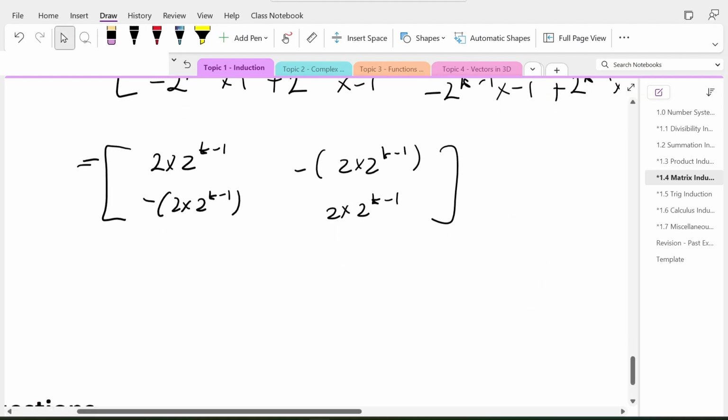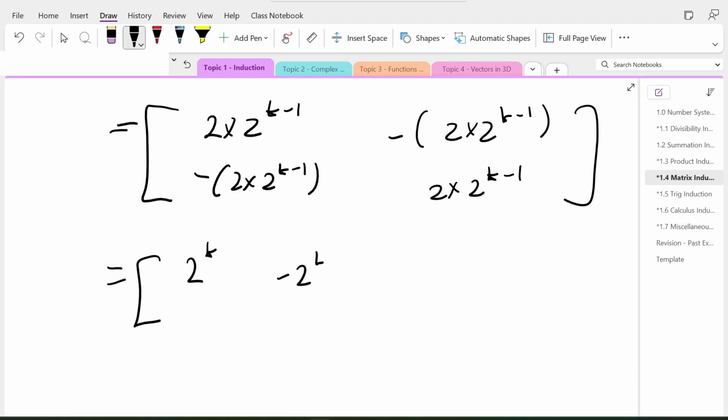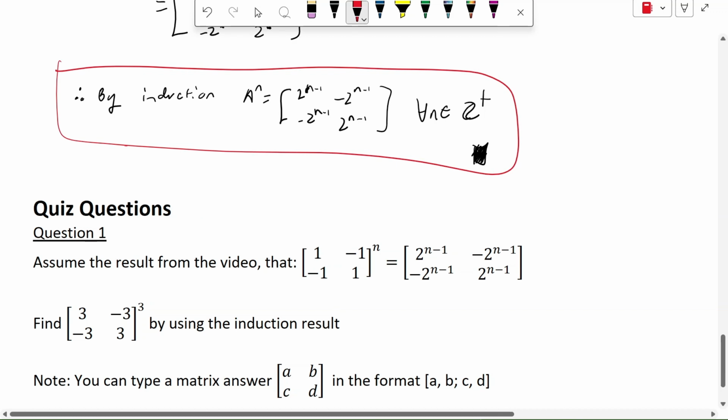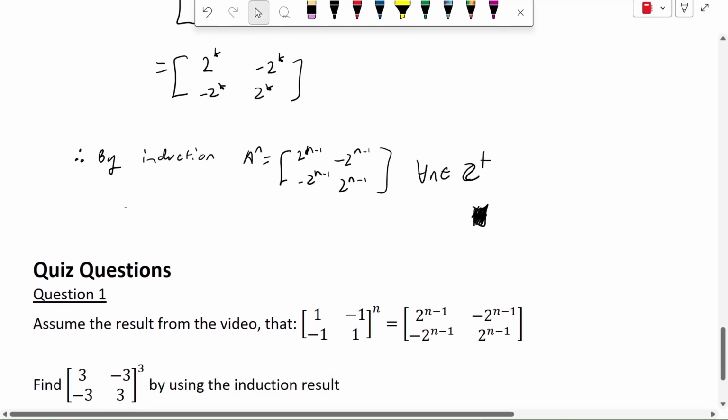Now we just use index laws. So if we have a situation like this, we add the powers. So we're left with 2 to the 1 plus K take 1, 2 to the K. And I think we've done it. And then all we do is finish it off by writing this statement that we normally write at the end. Be aware that in exams, sometimes you get a follow-up question asking maybe about specific powers of A and asking you to compute those. So it's worth practicing follow-up questions like that.